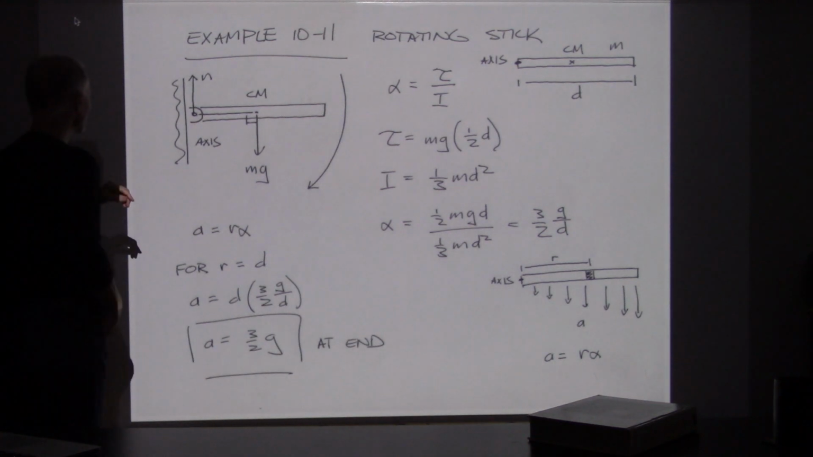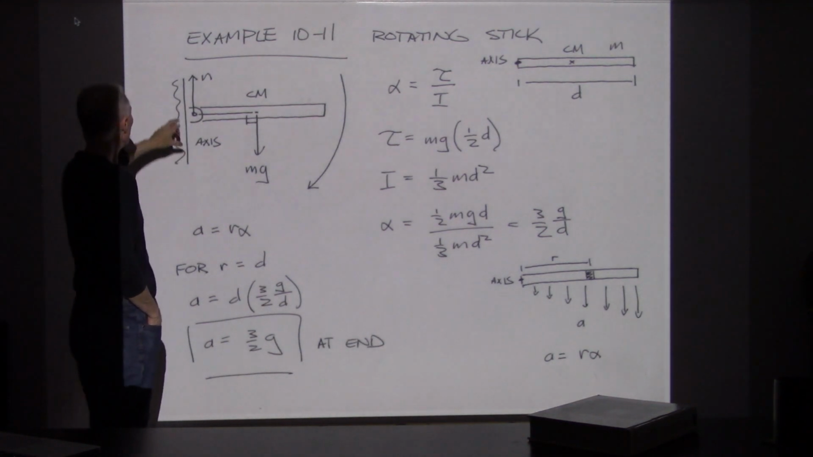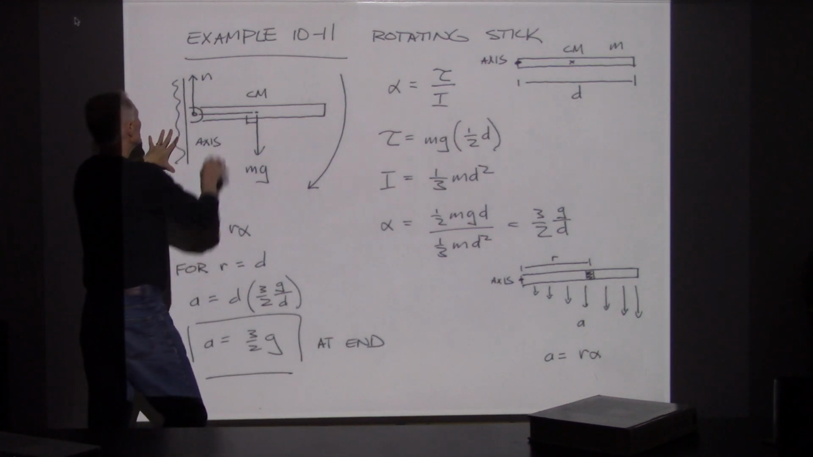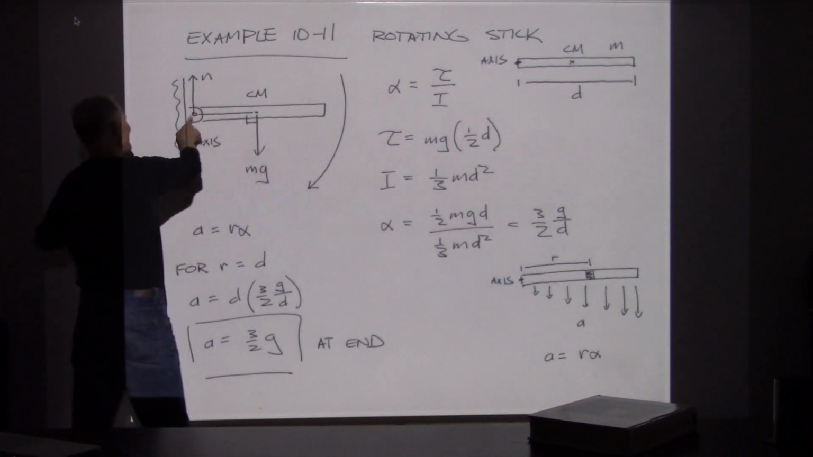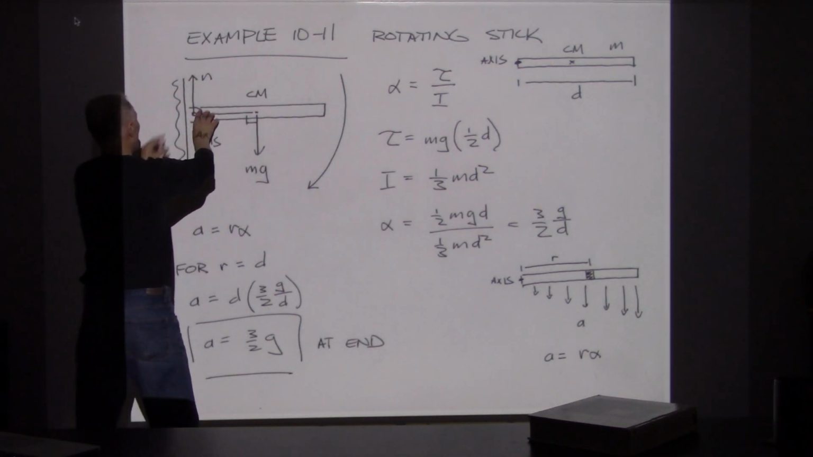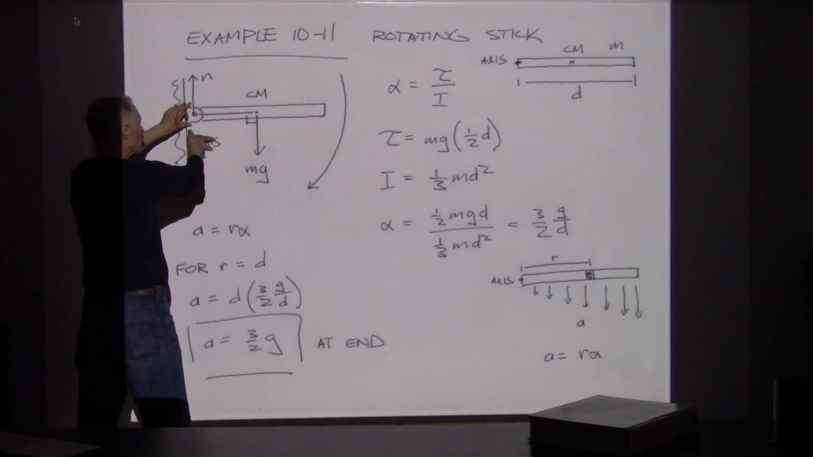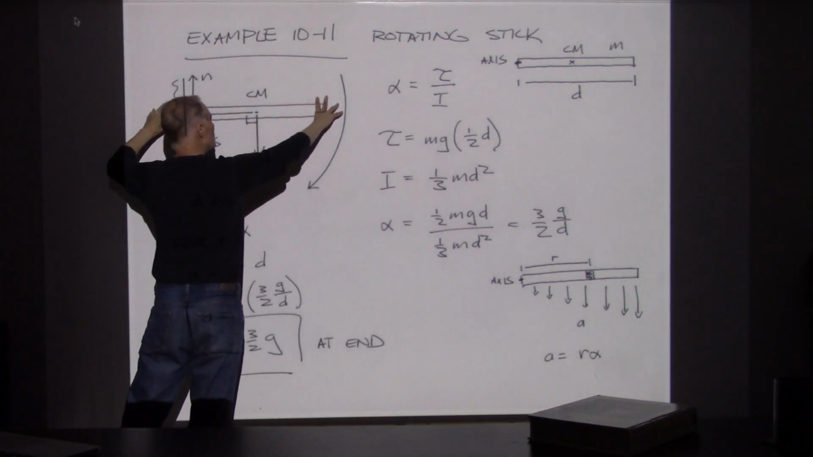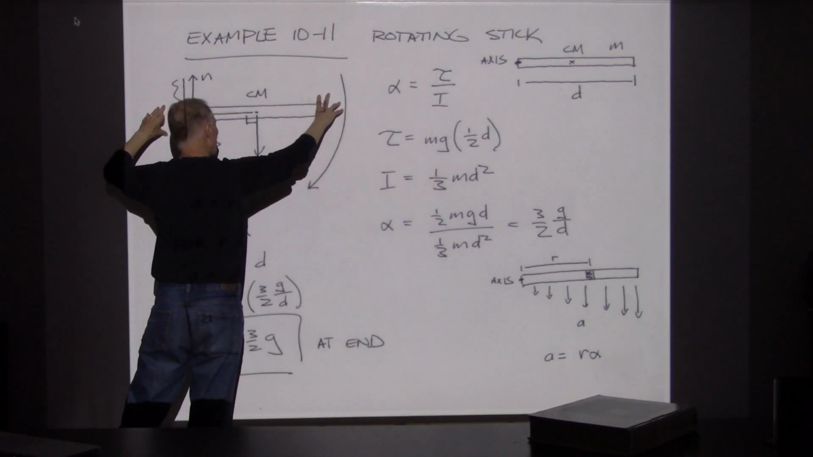Let's do this as a last example. We'll come back and talk about it a bit. What we've got here is a wall, and then we have a stick. Now there's an axis of rotation right here, and so this stick can freely rotate when we let go of it. So what we're going to do is bring the stick so that it's level.